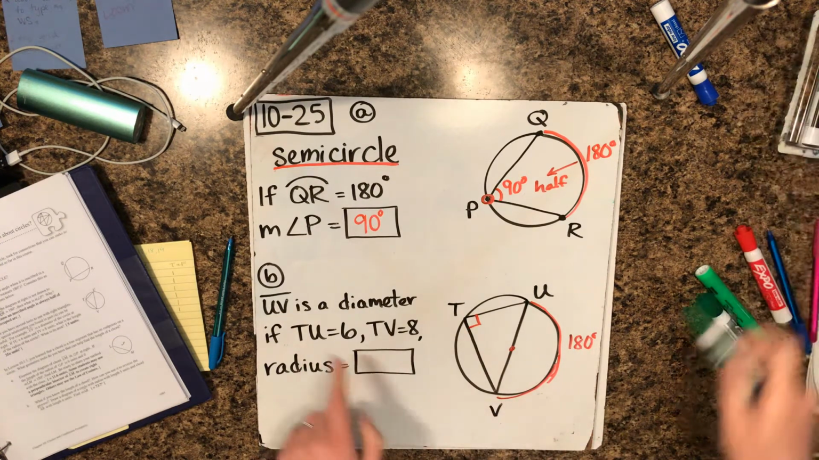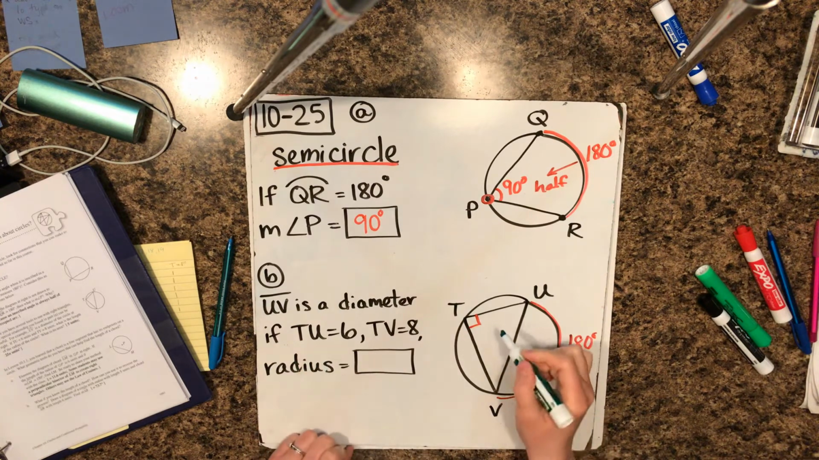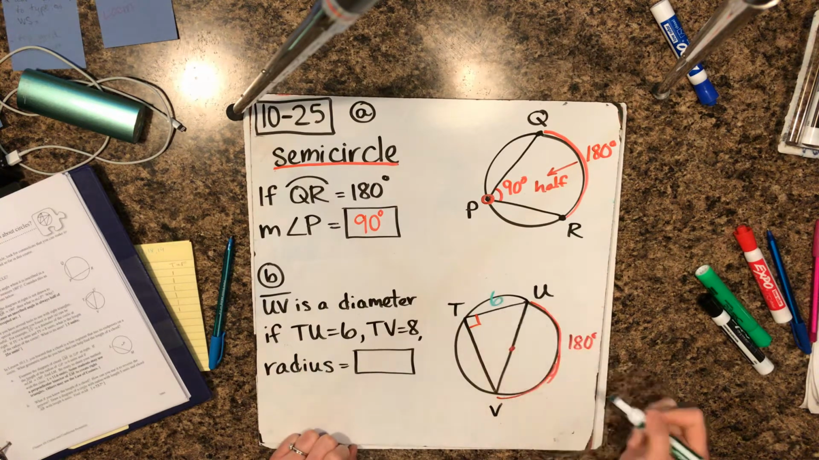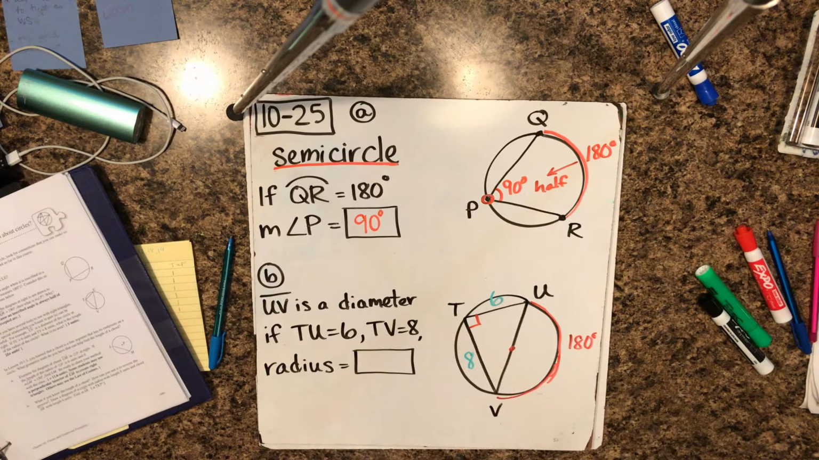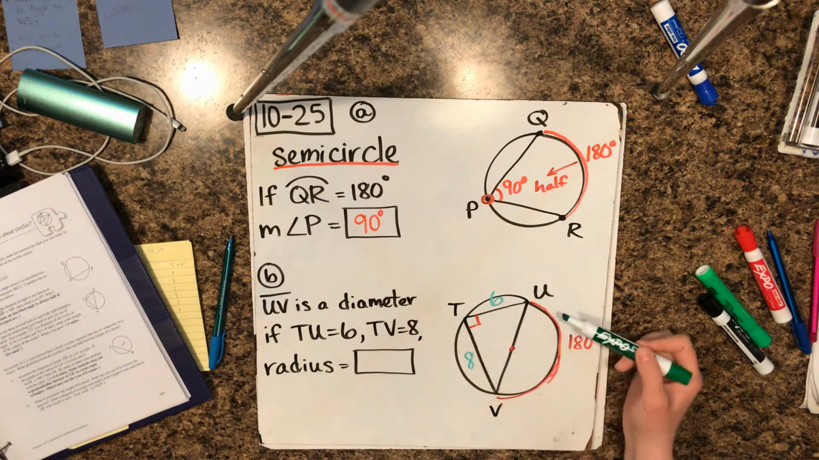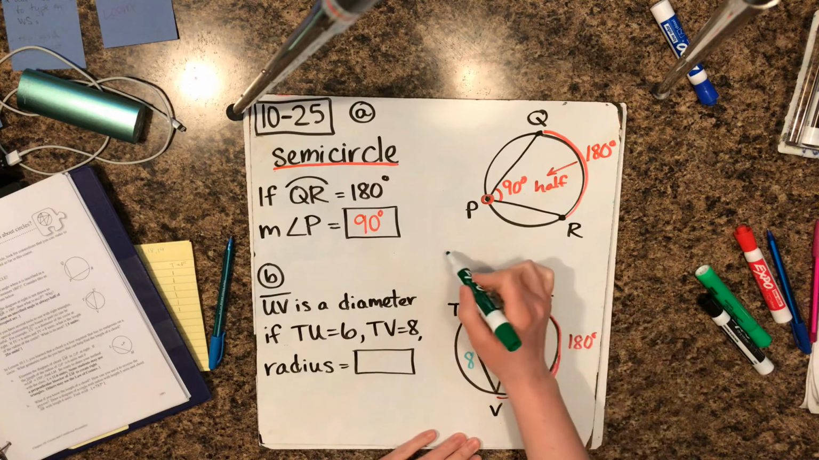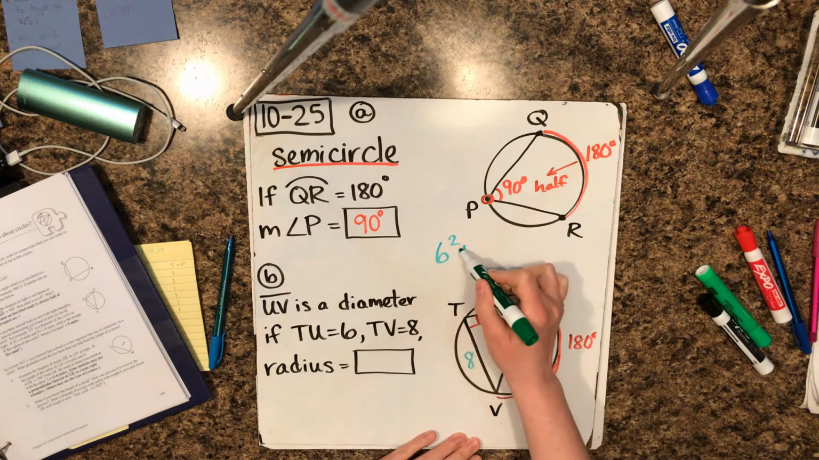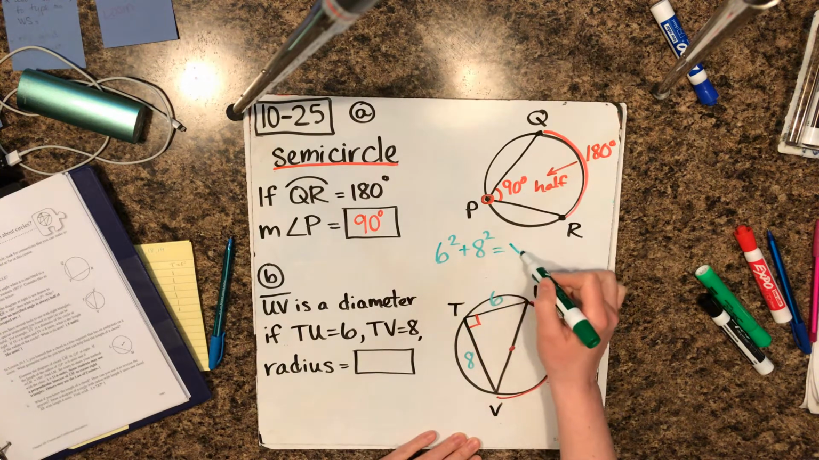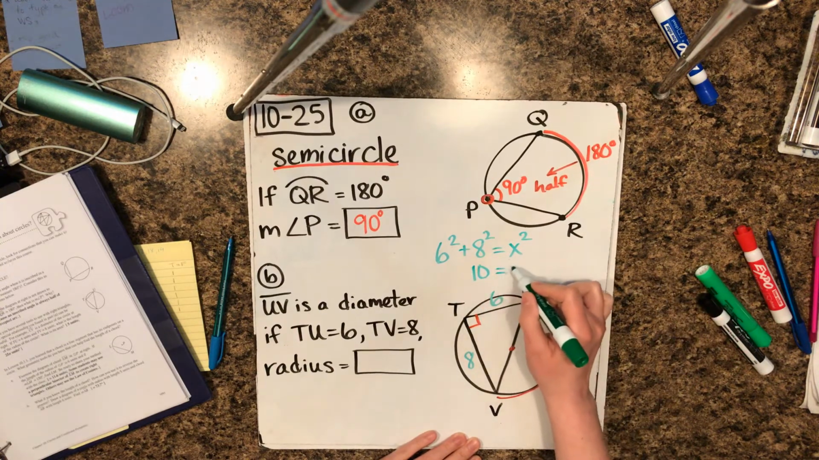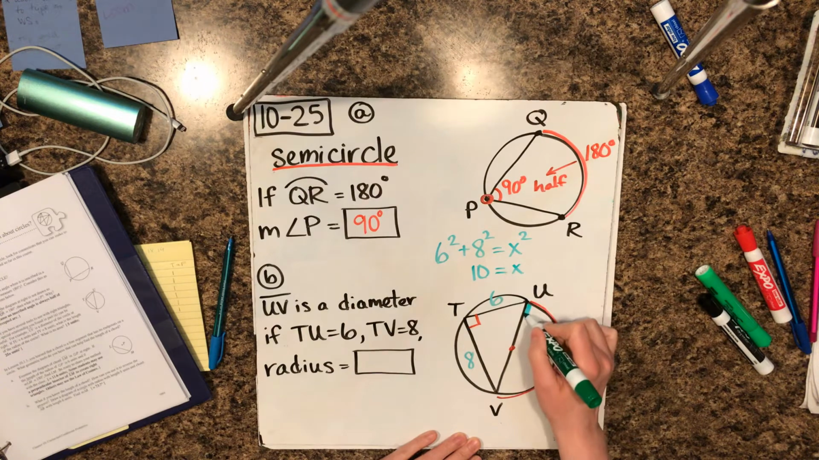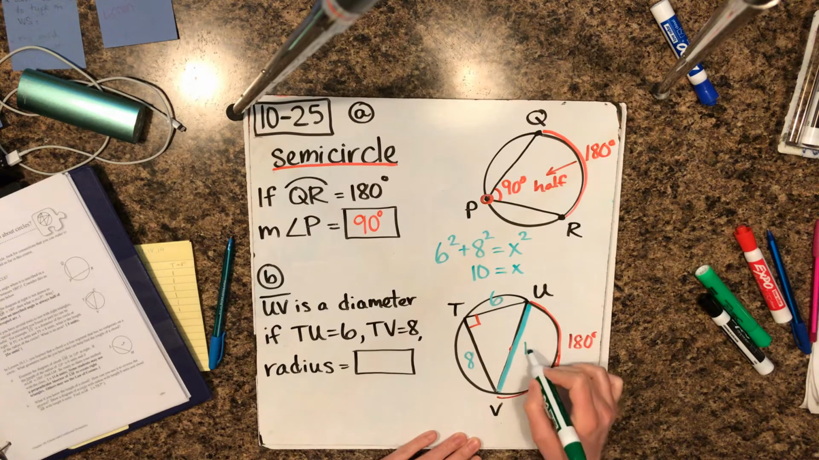And part B says, well, what if we know TU is 6, TV is 8, can we find the radius of the circle? And hopefully you're looking at this and saying, oh my gosh, right triangle, Pythagorean theorem, we've done this so many times this year. So of course we do 6 squared plus 8 squared equals x squared. And when you solve that, you get 10 is x. So this hypotenuse is equal to 10.